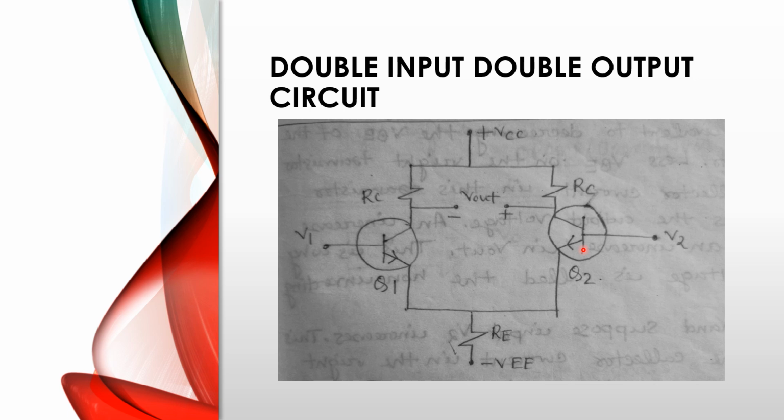When equal voltages are applied, that means when V1 and V2 are equal, we get zero output voltage. When V1 is greater than V2, we get the same polarity output. That means V1 is the non-inverting terminal and V2 is the inverting terminal. When V1 is less than V2, that means V2 is greater than V1, then we get the opposite polarity output. That means V2 is the inverting terminal, right? So this is the double input, double output circuit of an op-amp.